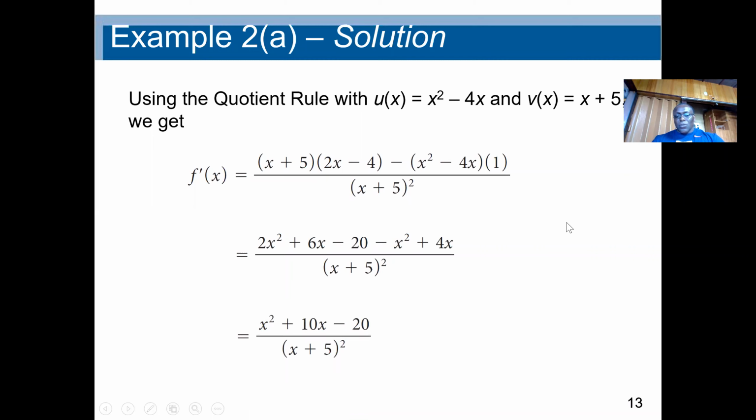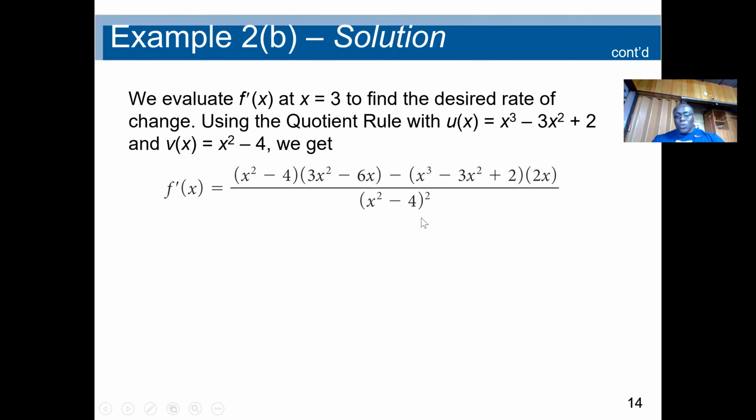So let's go through the second question. The first thing I will do again is find the derivative of the function. So we always have to find the derivative of the numerator. X cubed minus 3x squared plus 2 will give me 3x squared minus 6x plus 0. So we get 3x squared minus 6x times the denominator, which is x squared minus 4, minus the derivative of the denominator, x squared minus 4, which is 2x, times the numerator, which is x cubed minus 3x squared plus 2. Everything divided by the denominator squared.